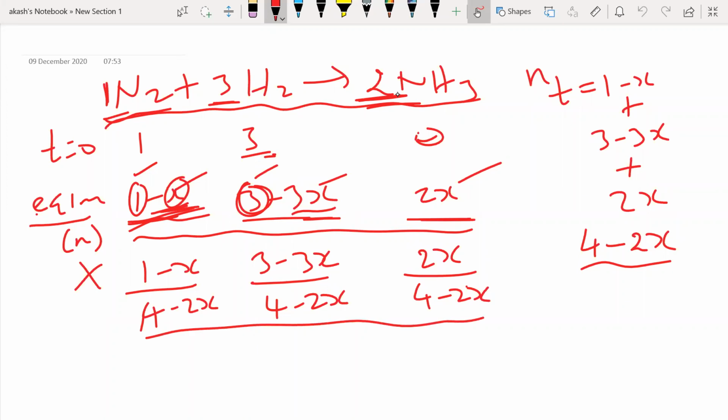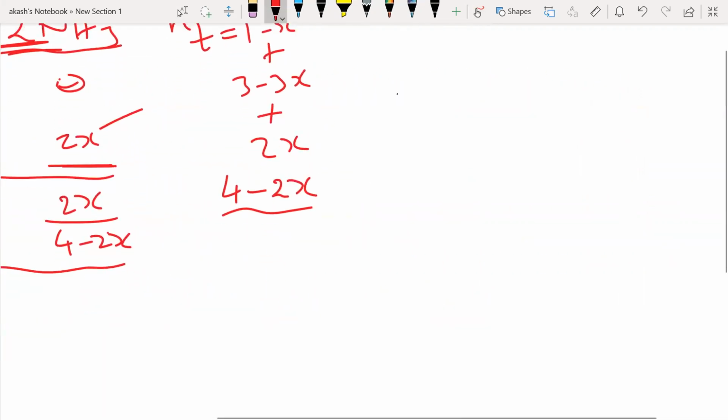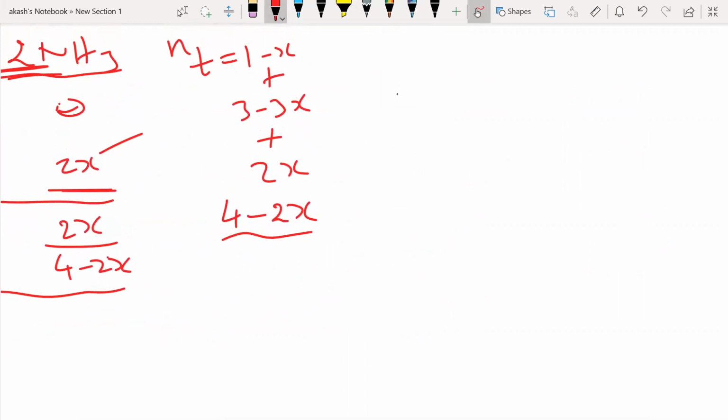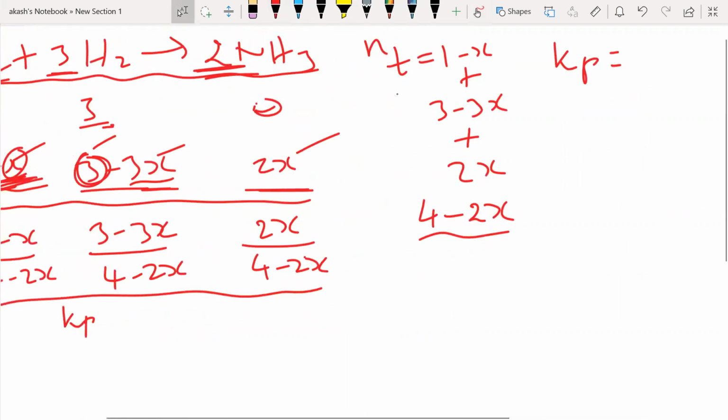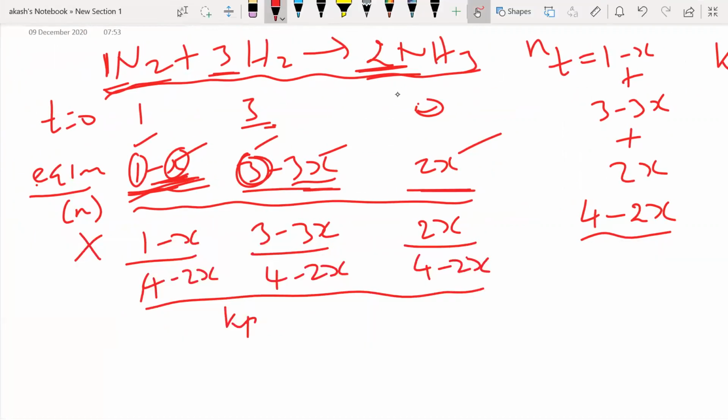Now for Kp, guys, I need the pressures. I require the equilibrium pressure of NH3, the equilibrium pressure of H2, and the equilibrium pressure of N2.